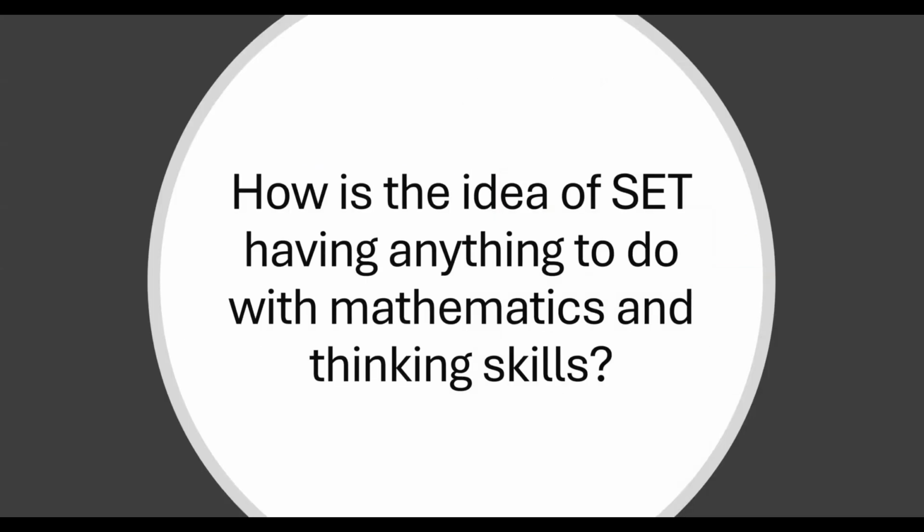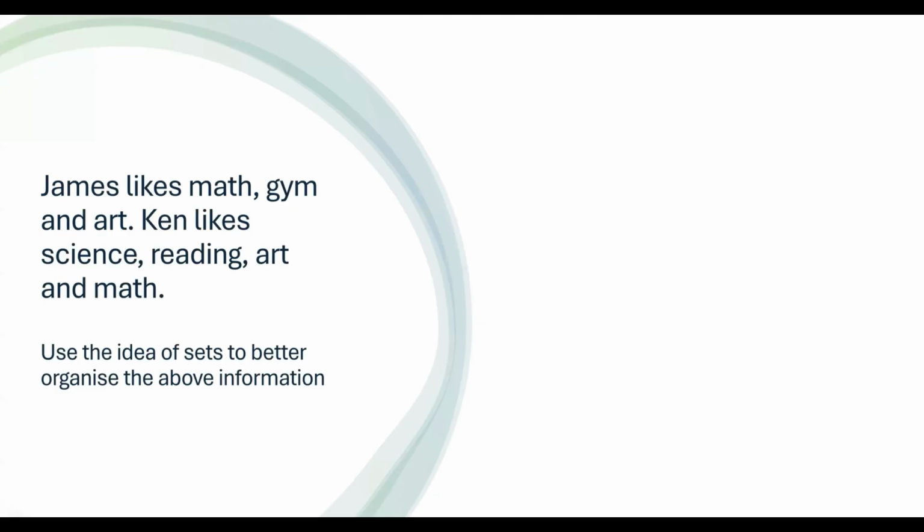Well, it's all well, talking about the idea of a set and grouping and things like that. But what does all that have to do with mathematics and thinking skills? The truth is, there's a lot to do with this. Okay, let's look at an example. Here we have two students. James likes math, gym and art. Ken likes science, reading, art, and math.